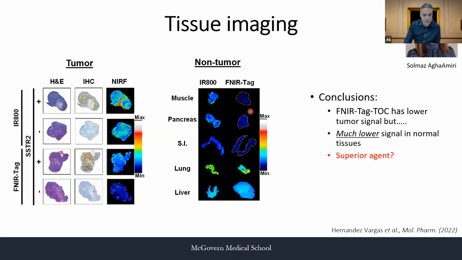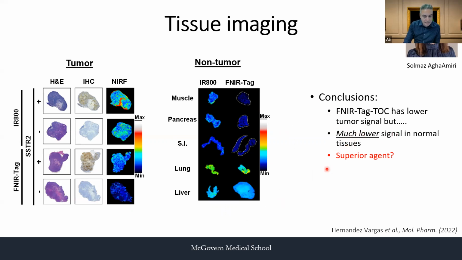And if you look here at our target tissues of pancreas and small bowel, which will be kind of a secondary goal for us for NET surgery, very, very low signal in these. So the takeaway from all this was that FNIR-Tag does have a little bit lower tumor signal, what we saw in these type of studies when we visualize. But what's really important, it has a much lower signal in the normal tissue.